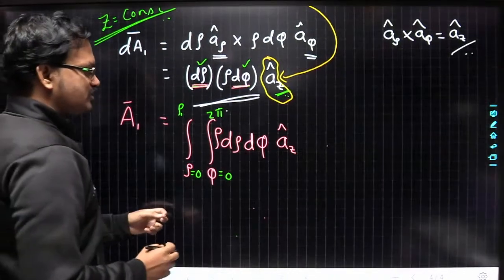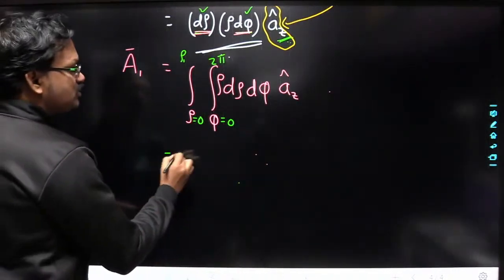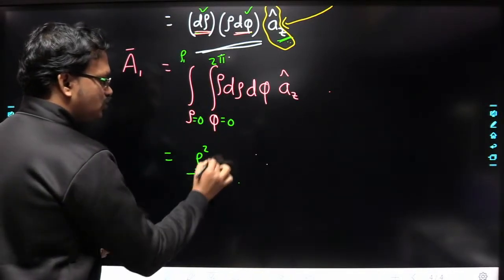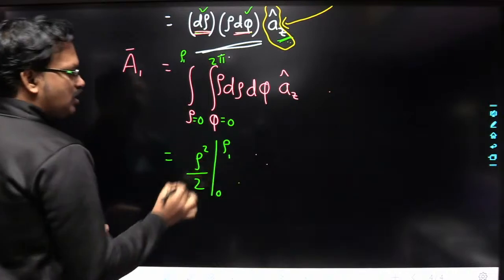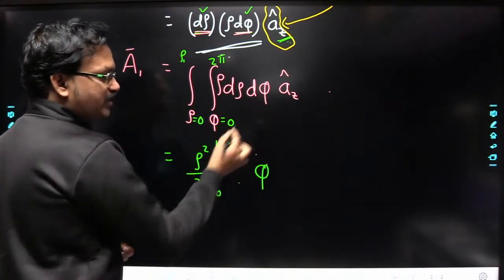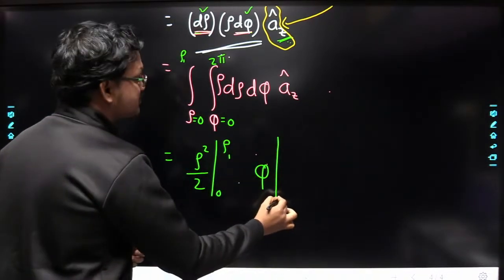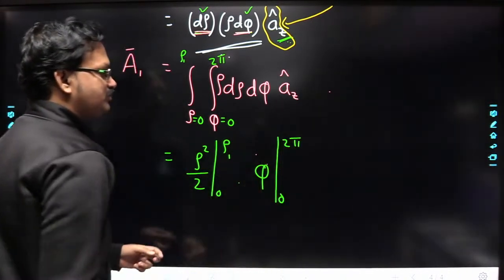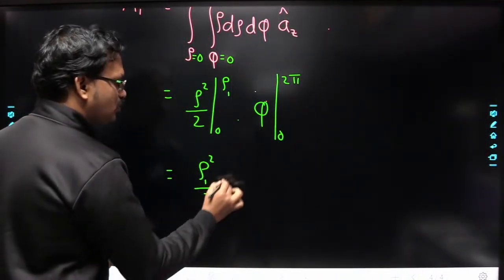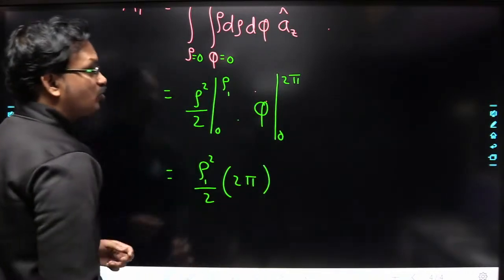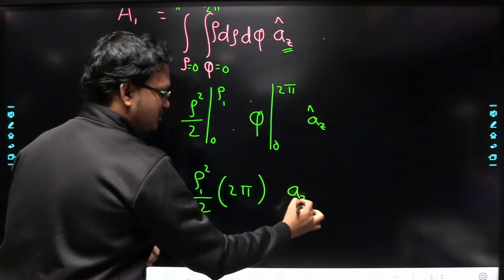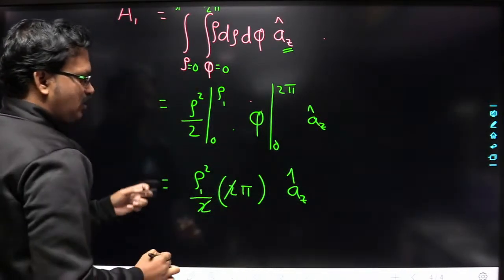Understood? So if you substitute this, what are you going to get? Tell me. Integrating with respect to rho, you get rho square by 2, with range from 0 to rho 1. Now integrate with respect to phi. Integral d phi is phi, with range from 0 to 2 pi. If you substitute the range, you get rho 1 square by 2 into 2 pi. What is its direction here? Its direction is along the AZ cap direction. Understood? So the 2 will get cancelled. What are you getting here? Tell me.